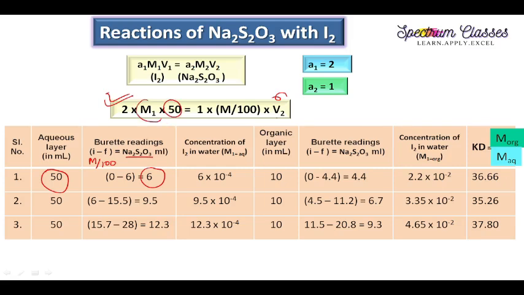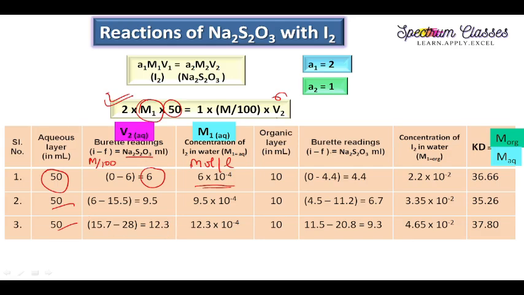So what will be the value of M1? M1 is calculated here. I am just going to write it down here. So M1 for the aqueous solution, this is the M1 molarity, and this is mole per liter. Fine. Similarly we do the calculations for the other two sets.